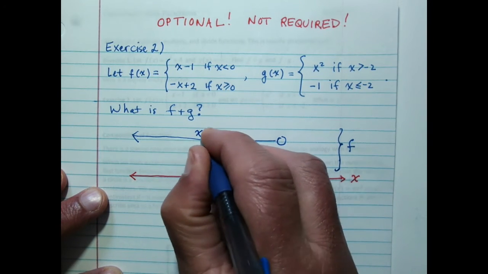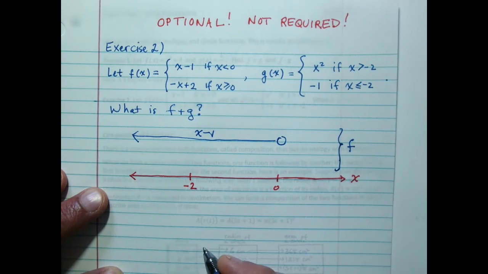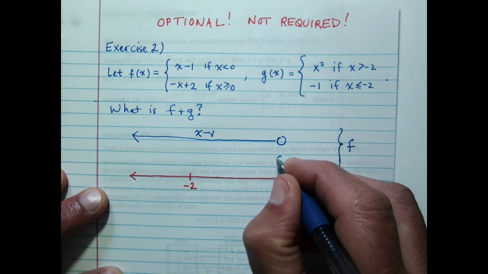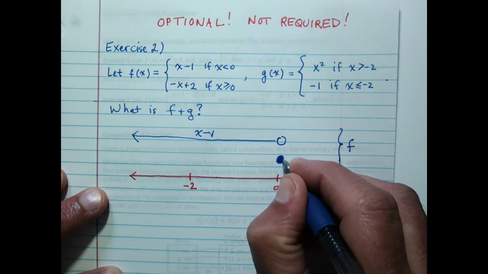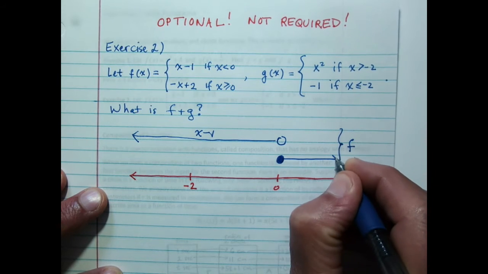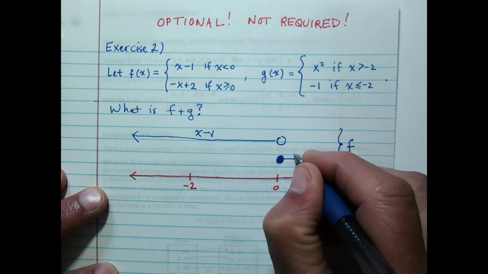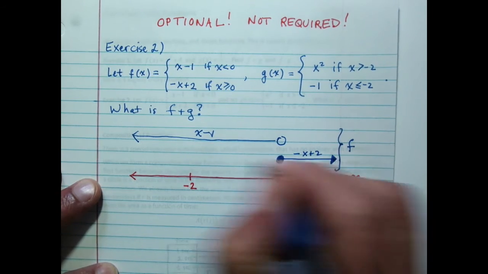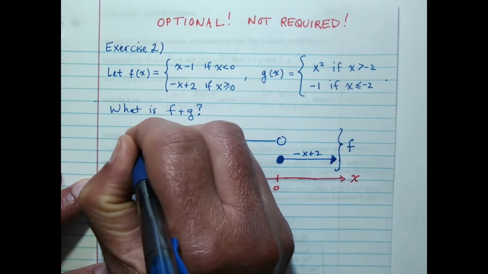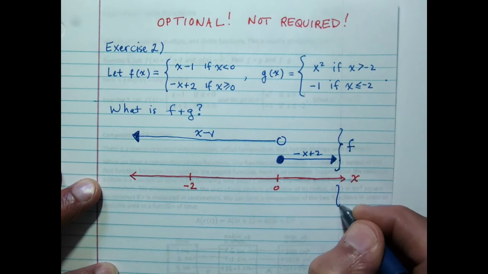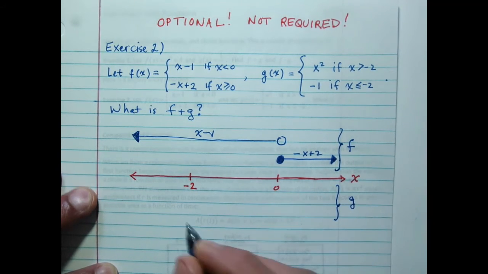That's when I use the x minus 1 formula. But if x is greater than or equal to 0, I'm coloring a circle here and shading to the right, that's when I use the -x plus 2 part of the formula. That's for f. Now what about for g?